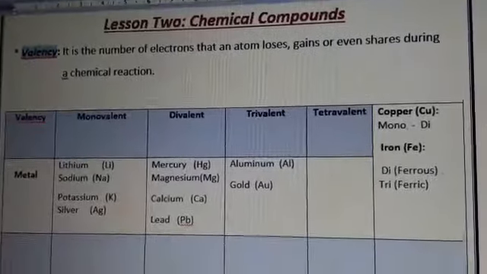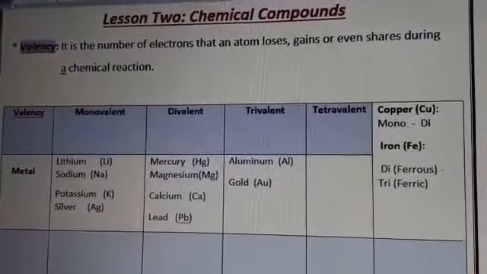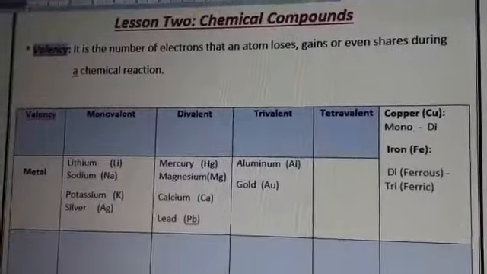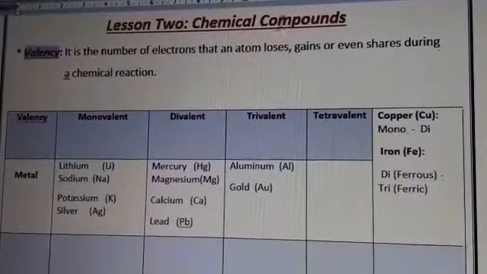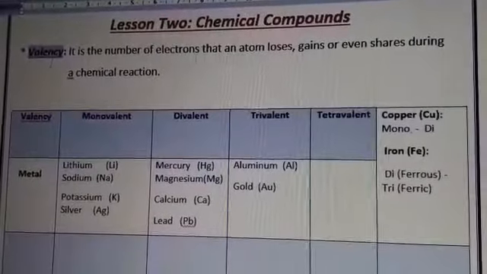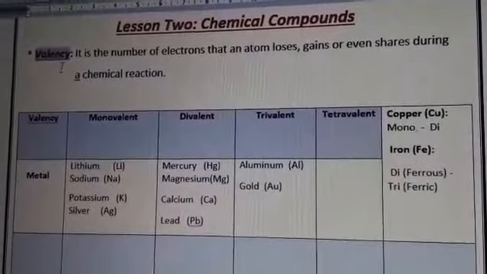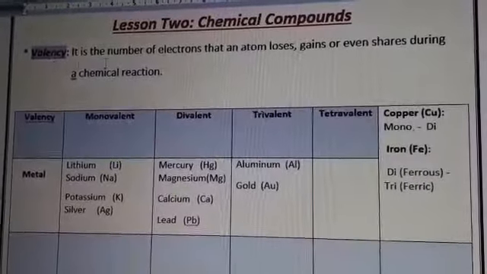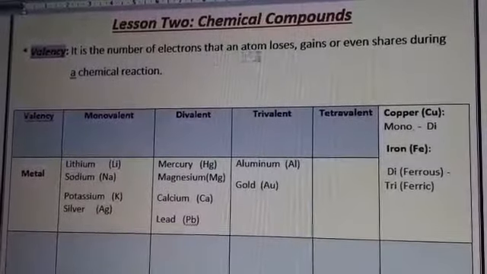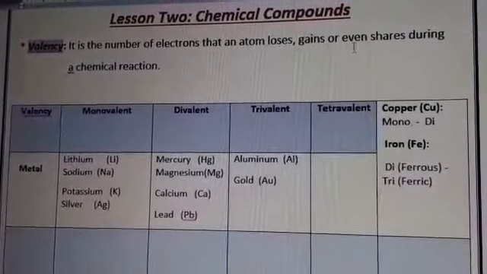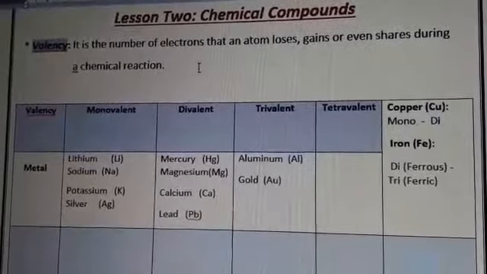Morning, we are going to make a revision on lesson 2, chemical compounds. Before we can make a chemical compound or write a compound, we have to know the valency. What is the meaning of valency of an element or atomic group? The valency is the number of electrons that an atom loses, gains, or even shares during a chemical reaction.